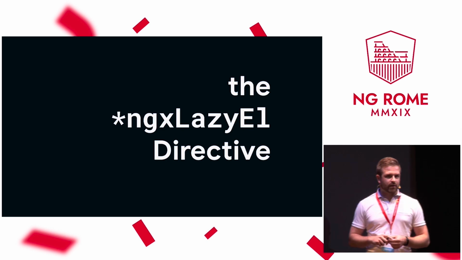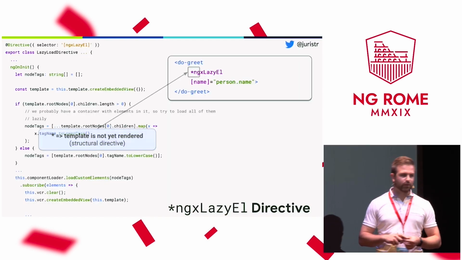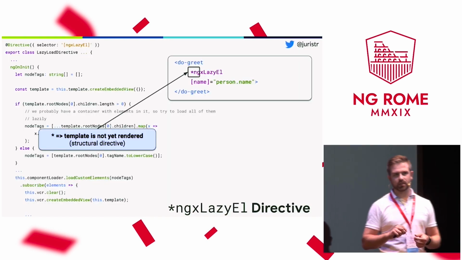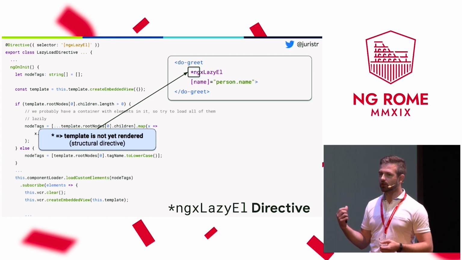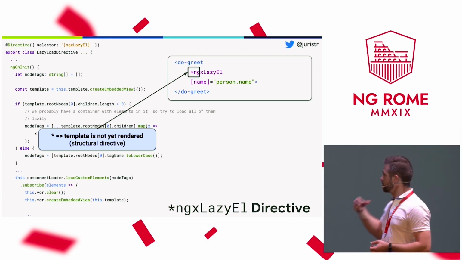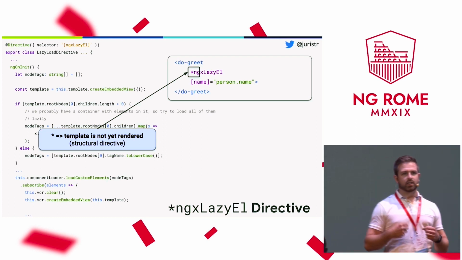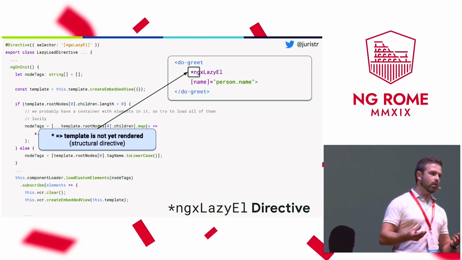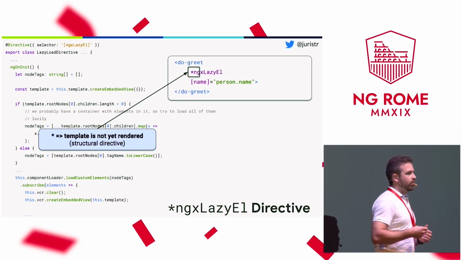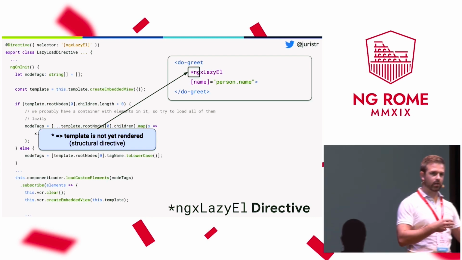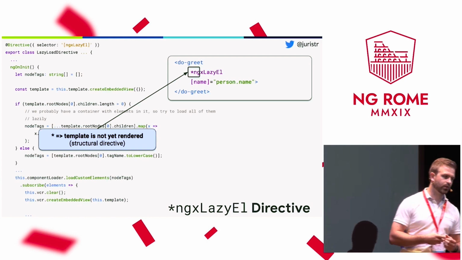So how does the directive look? Well, first of all, you see that star in front. The star means it's a structural directive. So like the ngIf, it's not inserted immediately into the browser templates in the DOM, but rather I can control when to insert it. And the reason is I want to delay it as much as possible to the point where the actual Angular element is lazy loaded and registered to the browser.